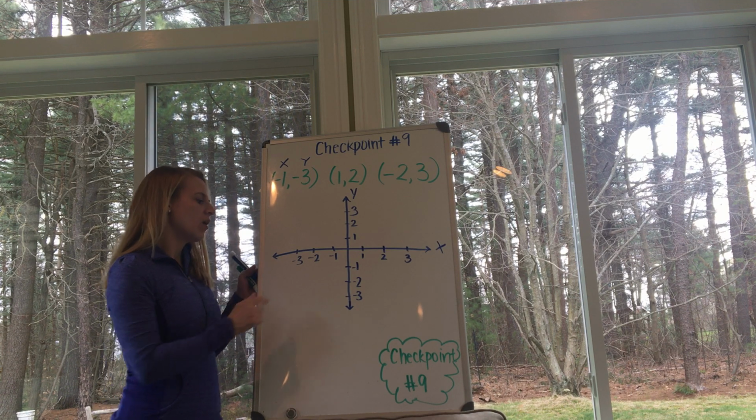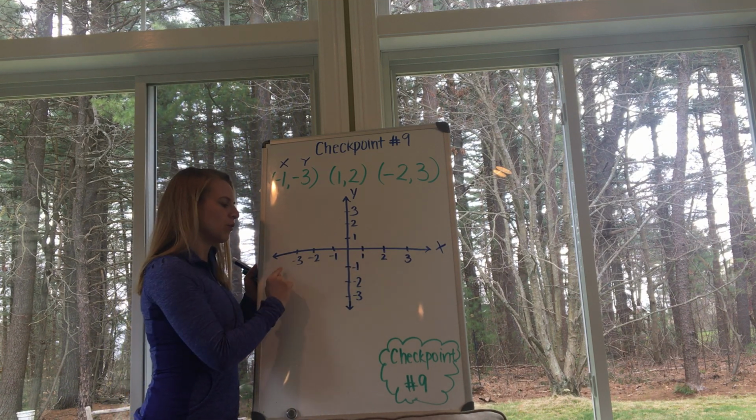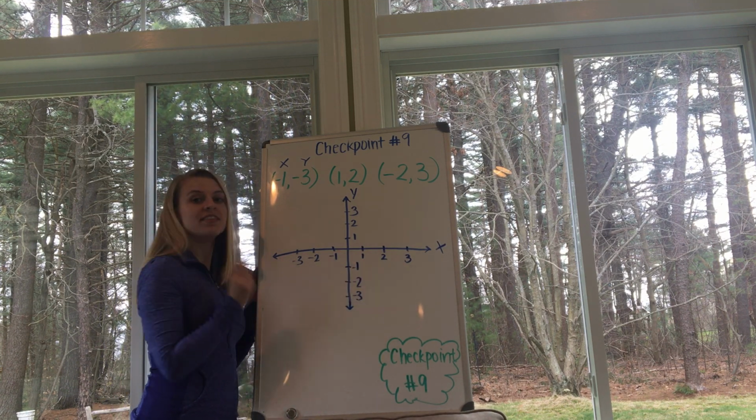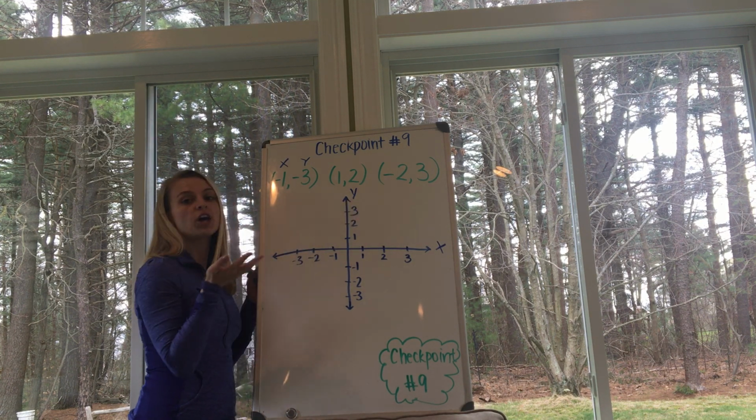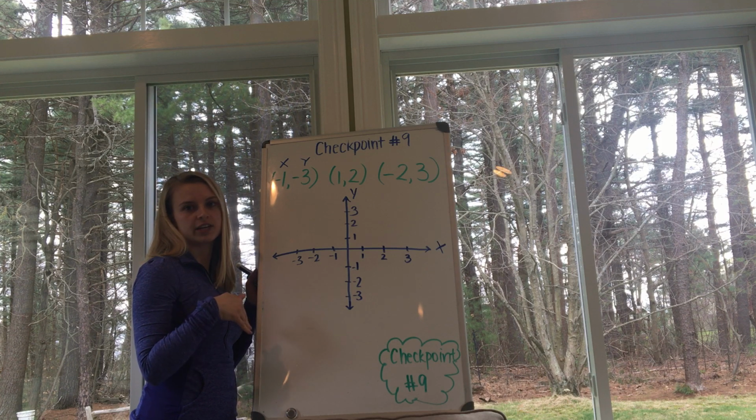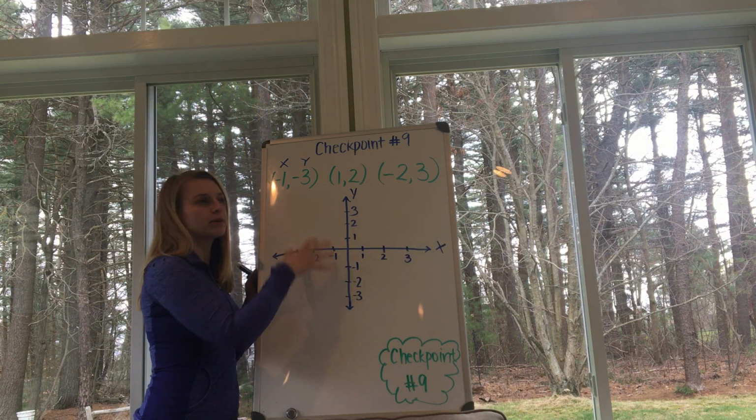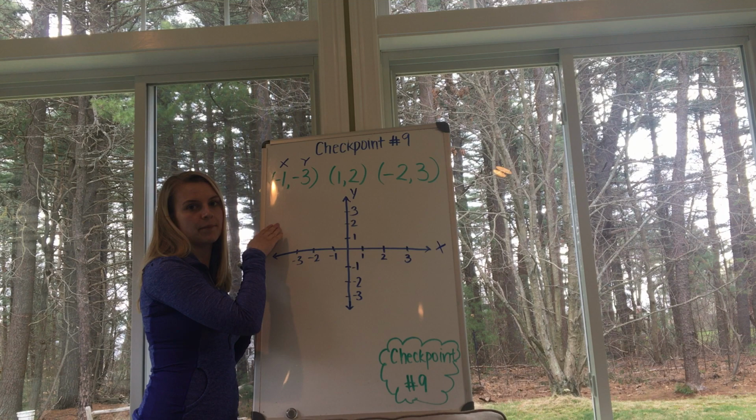Okay? The number lines, the axes, go from -3 to 3. And this makes sense because if we look at our coordinates, they only go up to 3 and down to -3. So that makes sense that those numbers match the coordinate pairs that we're looking at.